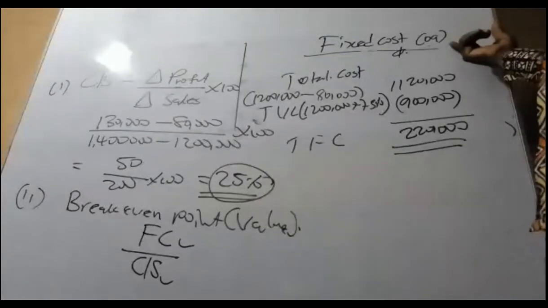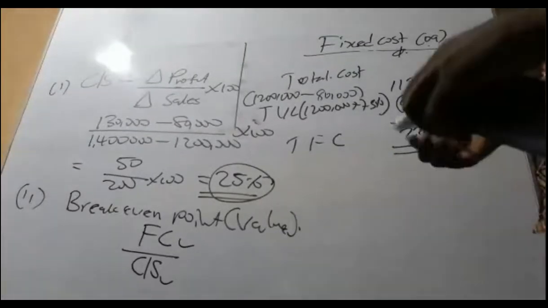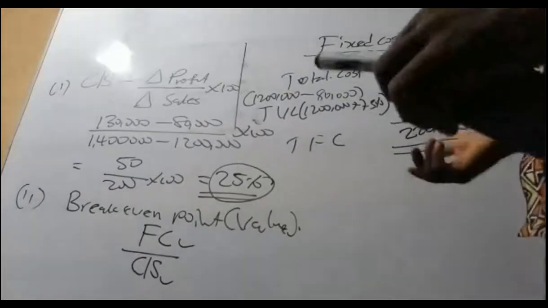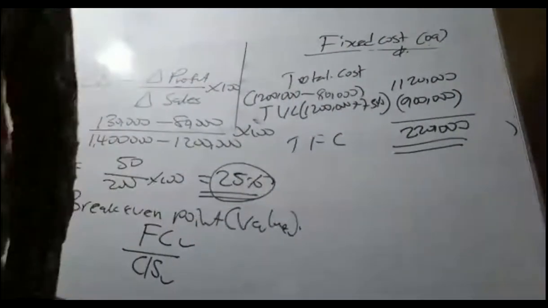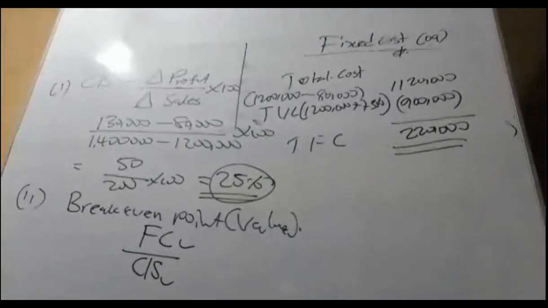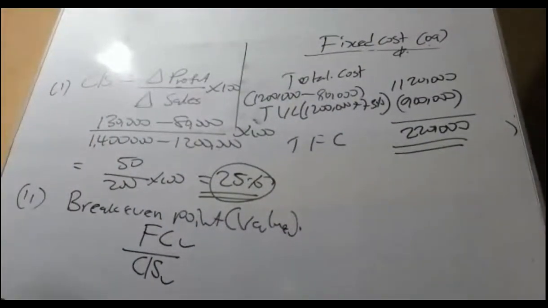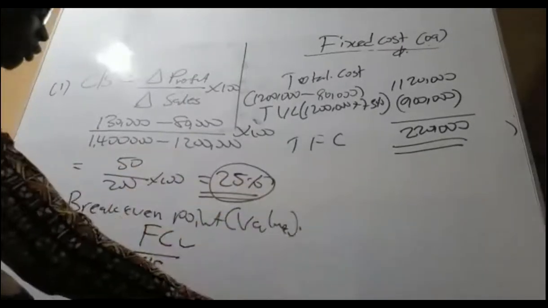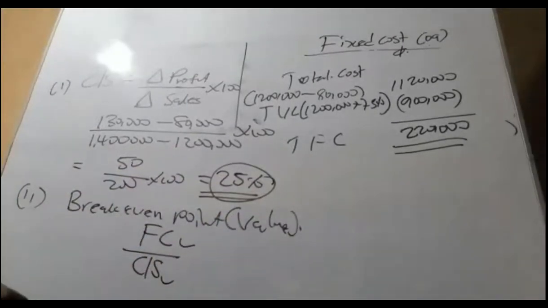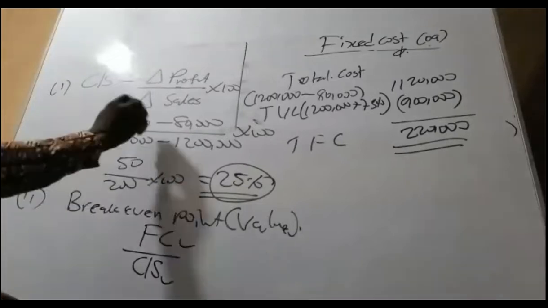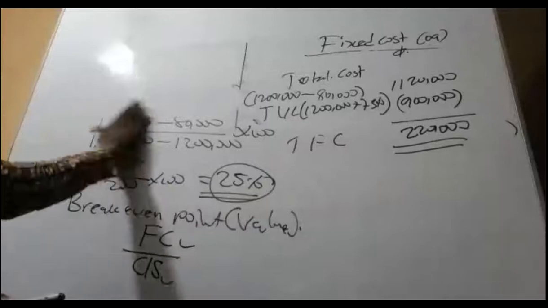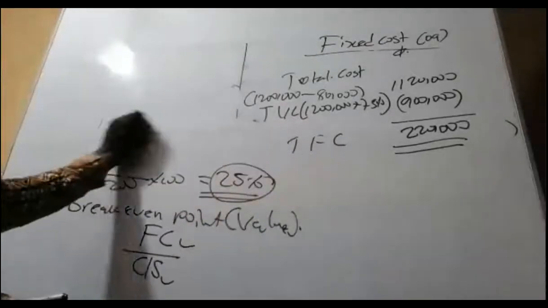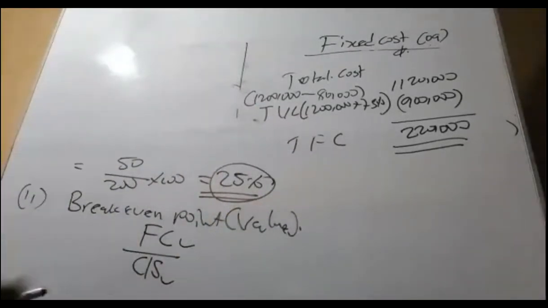Now, if you use 2010, you still get the same answer. Let's try it and see. Assume that you're using 2010. I'll do it here. So for 2010, now that we know this, I can take this off. So we are confirming the fixed cost.